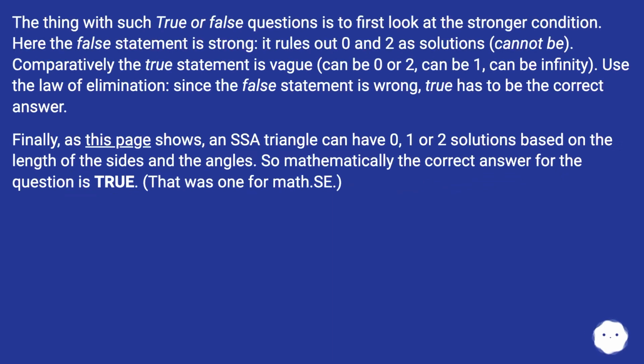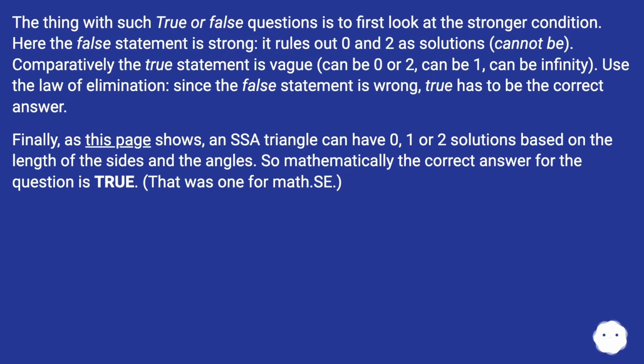The thing with such true or false questions is to first look at the stronger condition. Here the false statement is strong, it rules out 0 and 2 as solutions, cannot be. Comparatively, the true statement is vague: can be 0 or 2, can be 1, can be infinity. Use the law of elimination. Since the false statement is wrong, true has to be the correct answer.